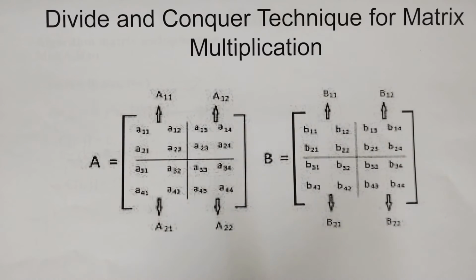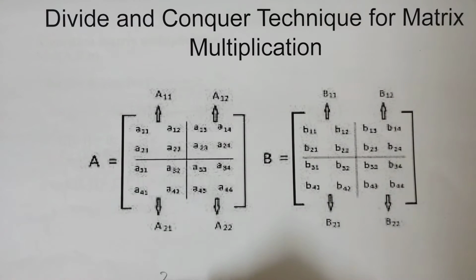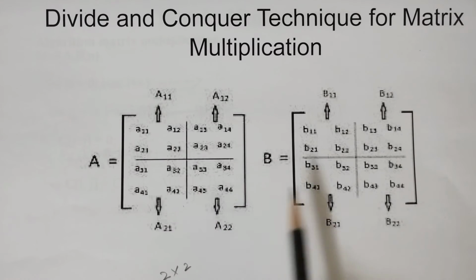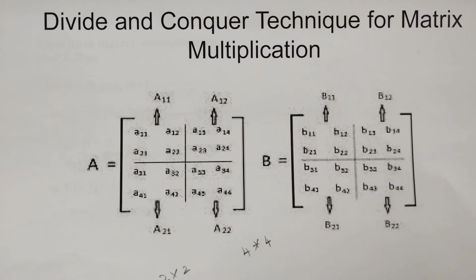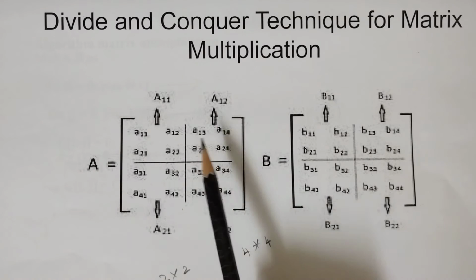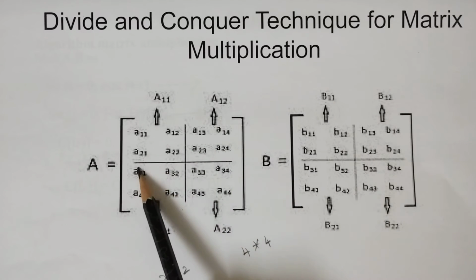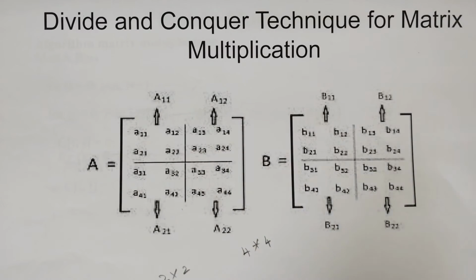So what could be the smaller matrix that can be taken for multiplication? A 2 cross 2 matrix, because that contains only 2 rows and 2 columns. That will be the minimum size of the matrix that we can consider for performing matrix multiplication. But here the matrix size is 4 cross 4, which is larger, right? So in that case, how are we going to apply the divide and conquer technique? We are going to divide the rows and columns in the given matrix.